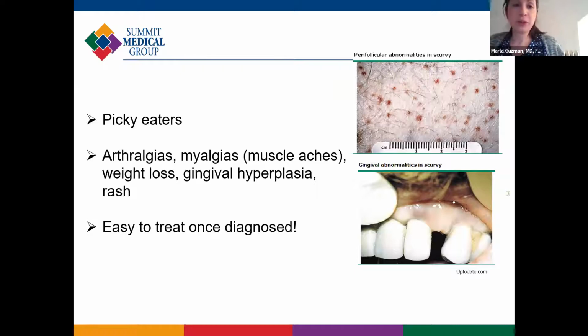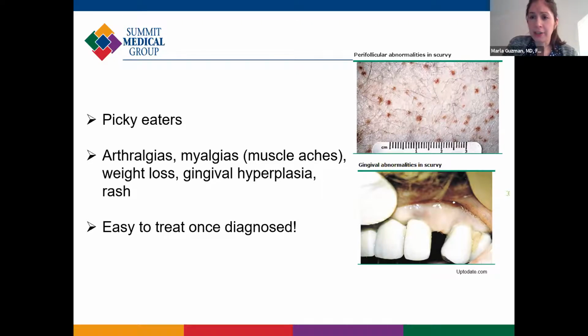So what happens is we see this in children who are picky eaters. So children who don't want to eat the foods that I just described, which for the most part is most kids, but particularly the rheumatology community and other specialists who take care of children with musculoskeletal complaints find that children on the autism spectrum tend to have this deficiency more than others because of their very rigid eating patterns and rigid diets.